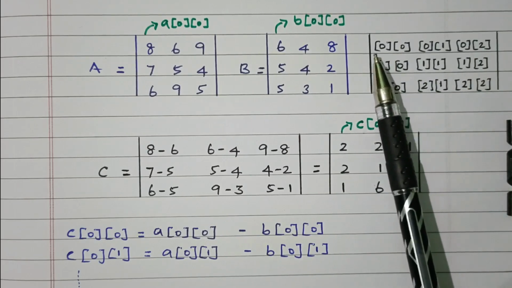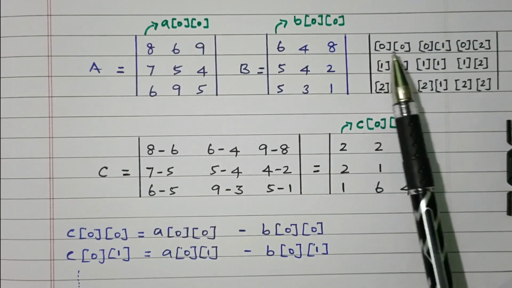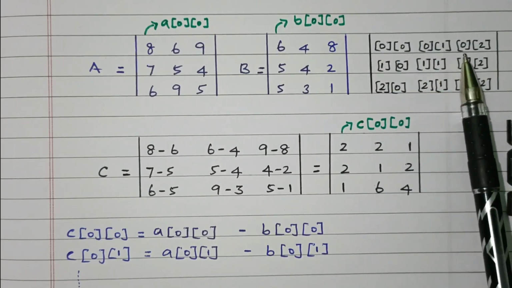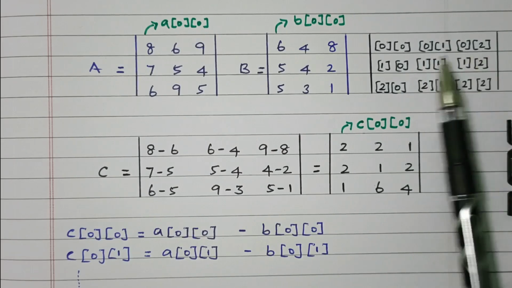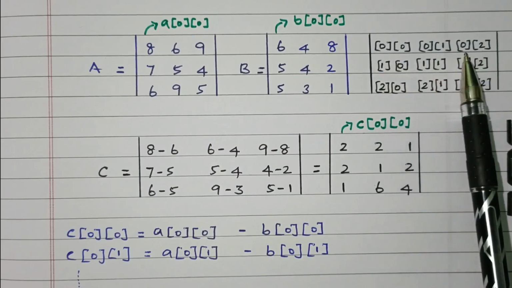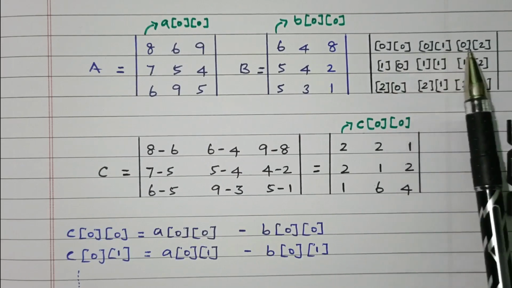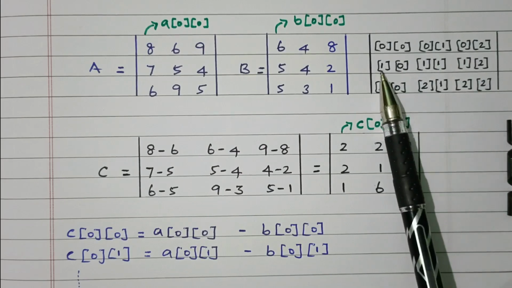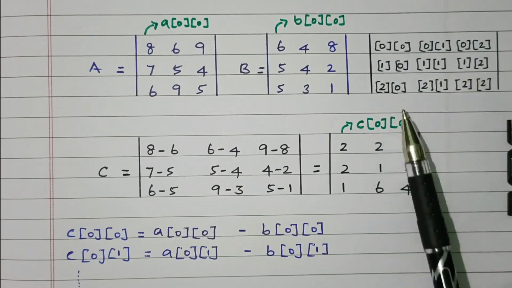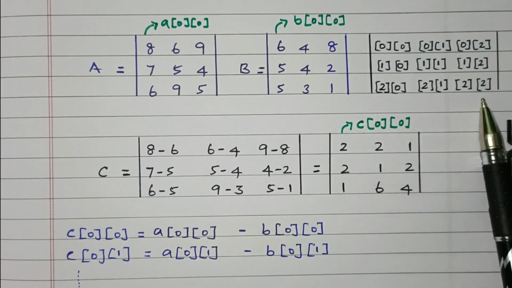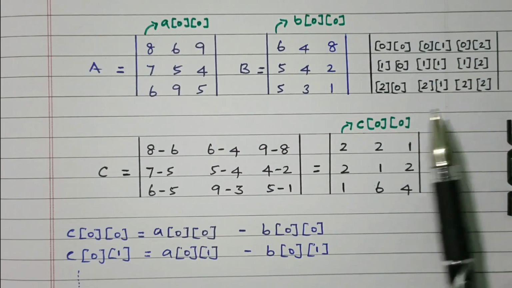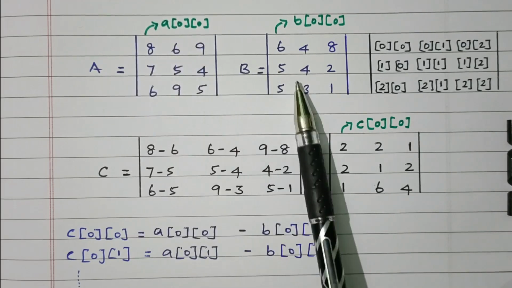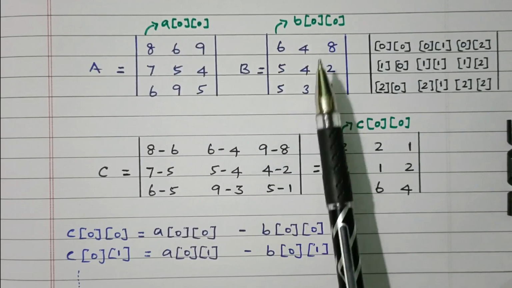0 0 refers to the first element, first row, first column. 0 1 refers to the first row, second column. 0 2 refers to the first row, third column. So the zeros refer to the first row, and 0 1 2 refer to the first column, second column, third column, right? So like that we have 1 0, 1 1, 1 2, 2 0, 2 1, 2 2. These are all the locations of the matrix, right? So here it is given A 0 0 because it is matrix A. In the case of matrix B, it is given B 0 0, right?